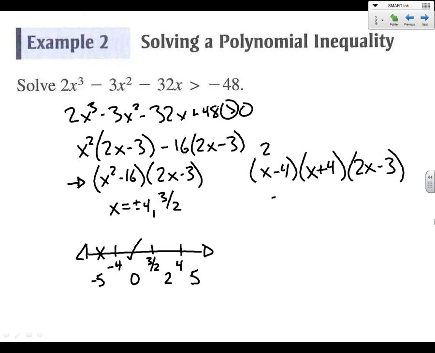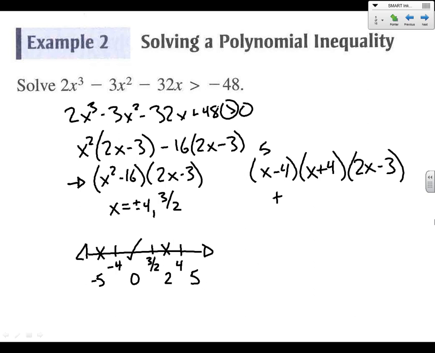2 minus 4 is negative. 2 plus 4 is positive. And 2 times 2 is 4. Minus 3 is positive. Multiplied together, we get negative. That's no good. And last region to test. You can probably guess that this is going to work out because it's alternating. But we do need to test just to make sure.